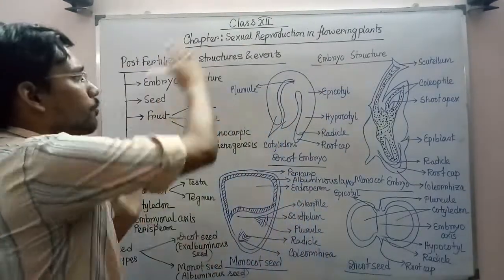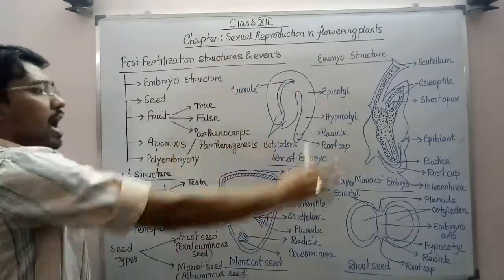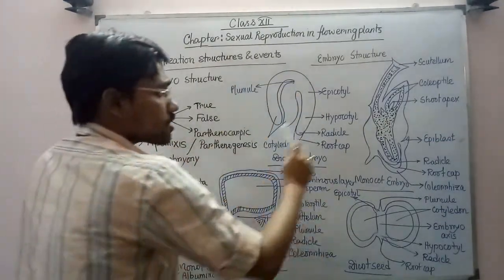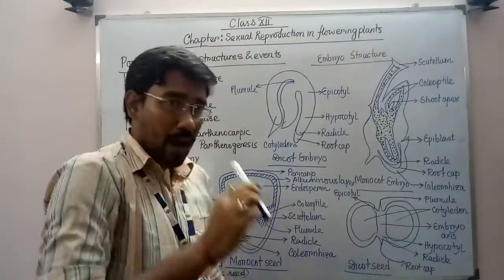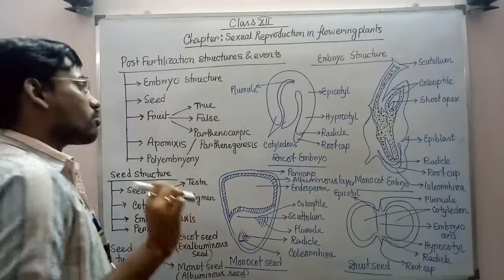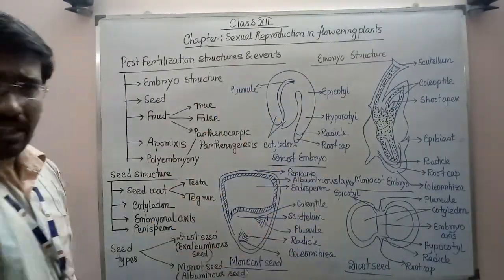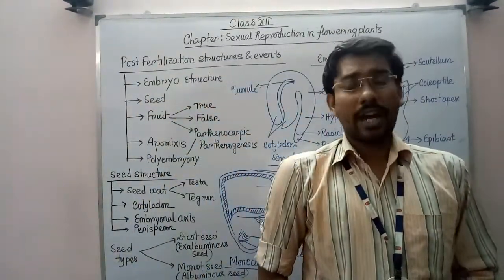So this is the last part of the chapter, sexual reproduction in flowering plants, which I have totally covered. Study this portion very carefully. Please practice these diagrams by hand, because they can come in your exam, so that you can draw and describe their structures properly. I think you have understood this entire portion properly and enjoyed it a lot. Thank you everyone.